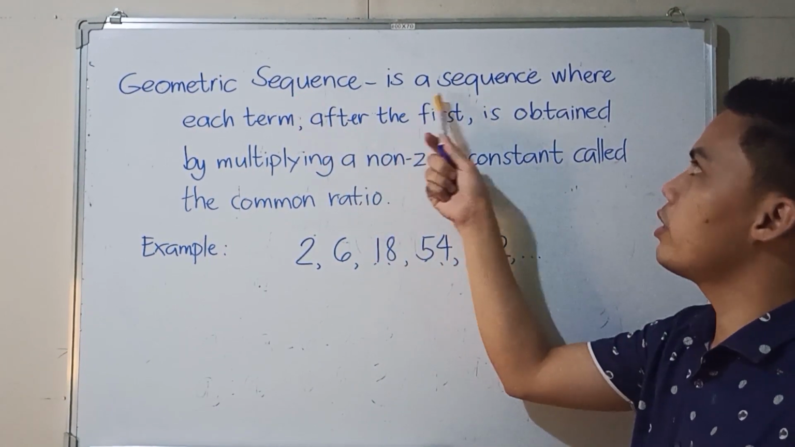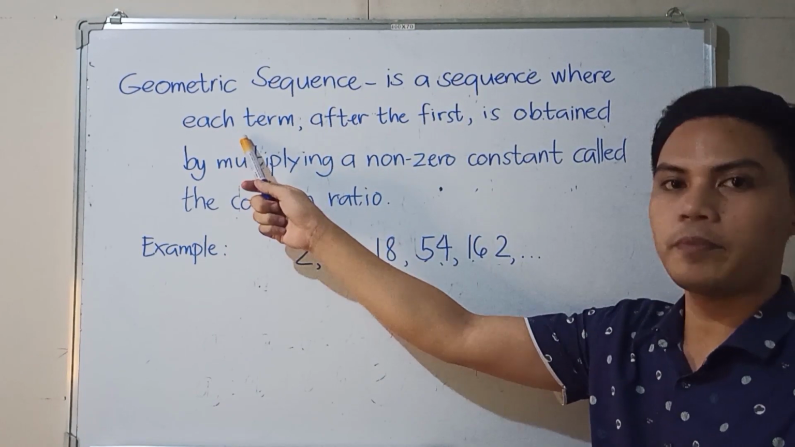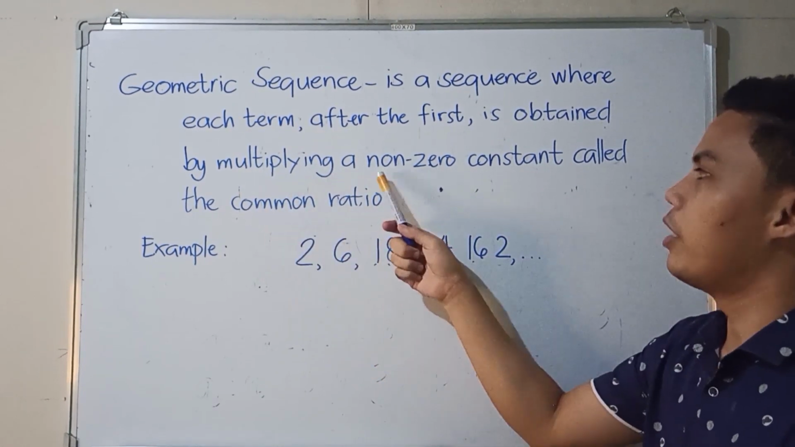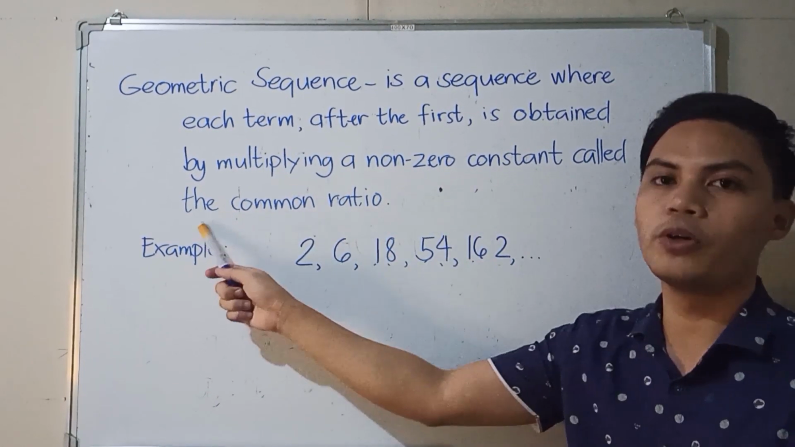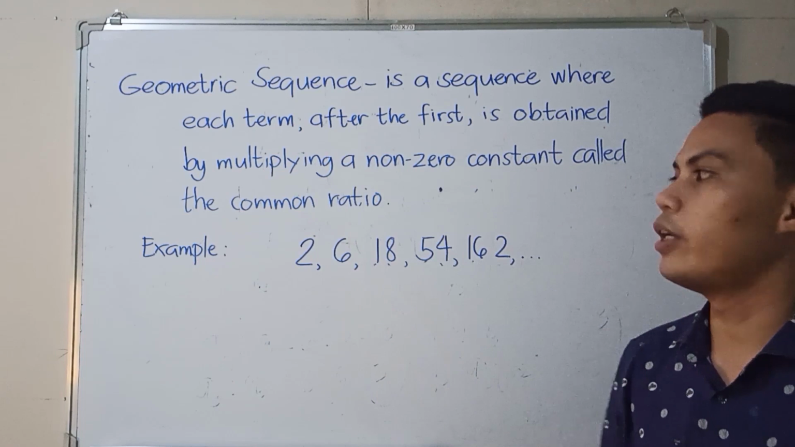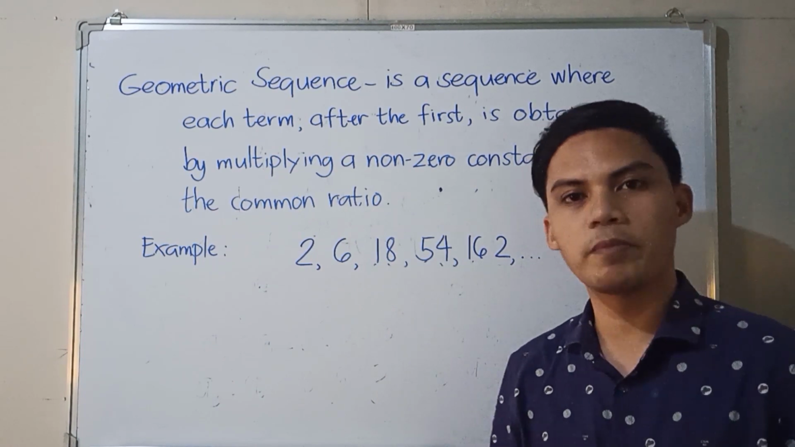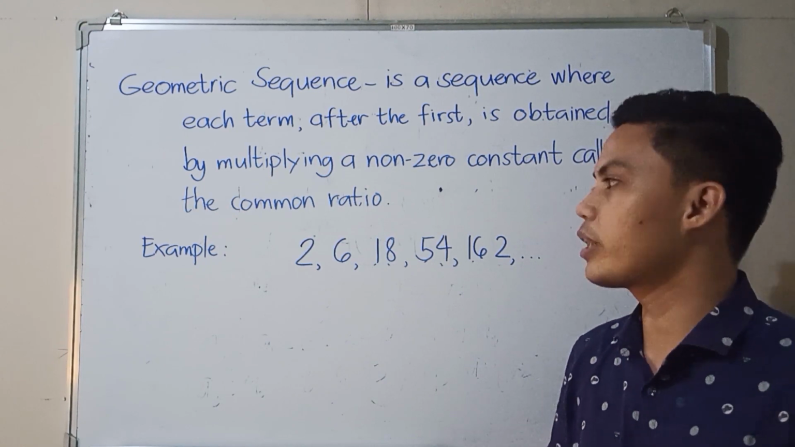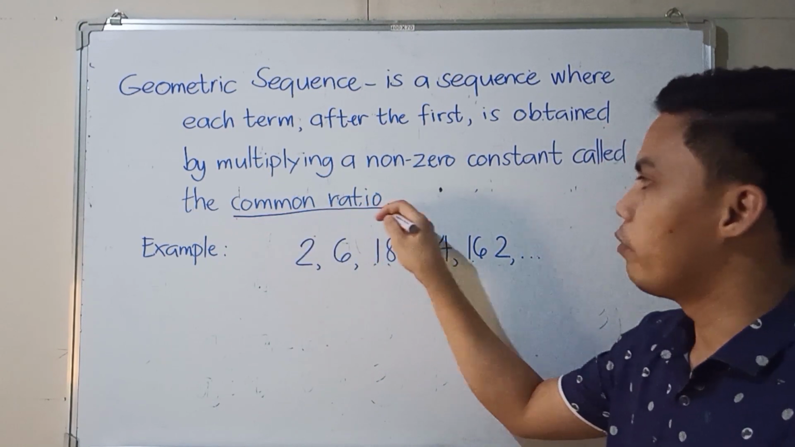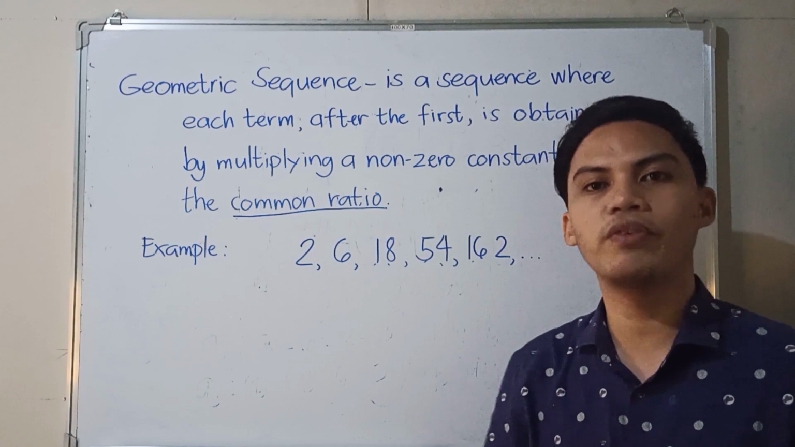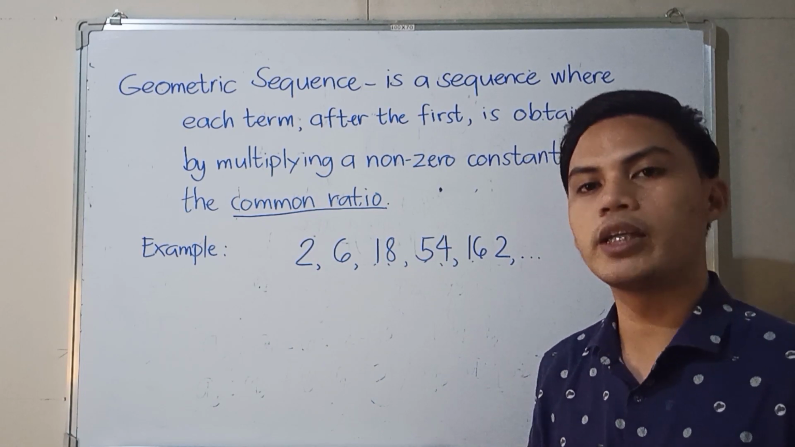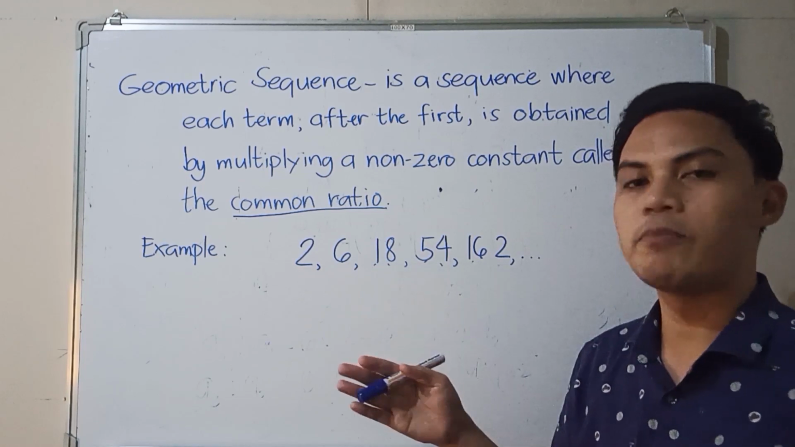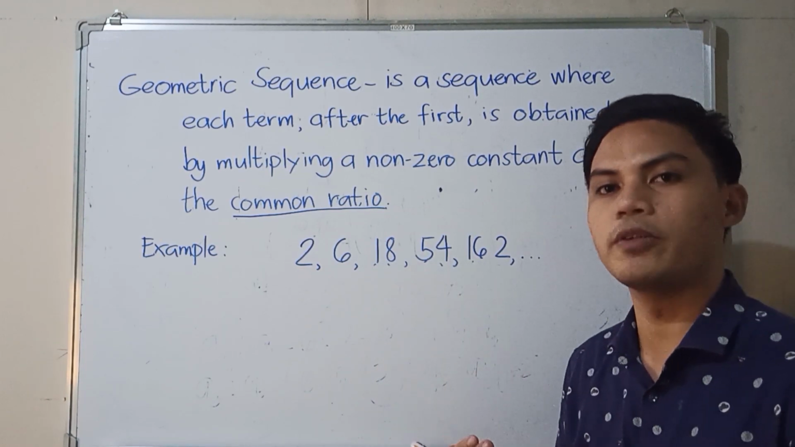Geometric sequence is a sequence where each term after the first is obtained by multiplying a non-zero constant called the common ratio. Okay. So, kung sa arithmetic sequence mayroong common difference, pagdating naman sa geometric sequence, may tinatawag tayo na common ratio. So, ano ba yung ibig sabihin ni common ratio? Ang common ratio is ang number na imumultiply natin sa bawat term para makuha yung succeeding na mga terms.